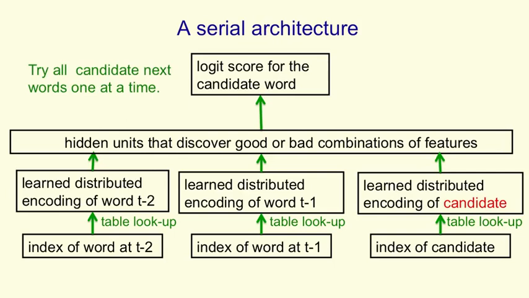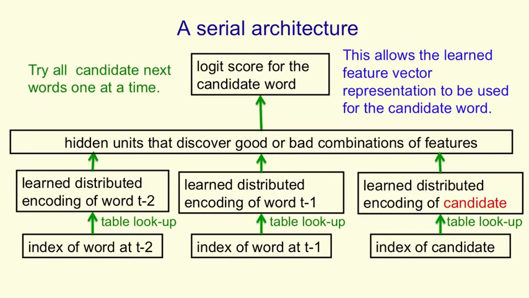So we try all the candidate words one at a time, and by putting in the word as a candidate at the bottom, we're able to use the learned feature vector for that candidate word that we learned when it was a context word. So we can have the same representation of the word when it's part of the context and when it's a candidate for the next word that we're trying to predict.